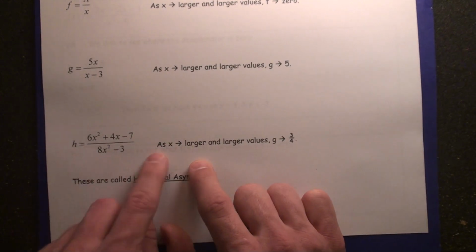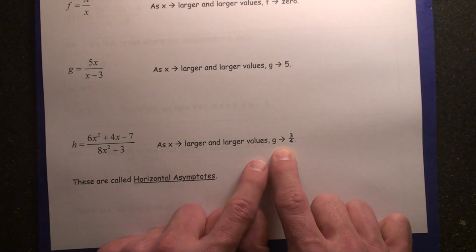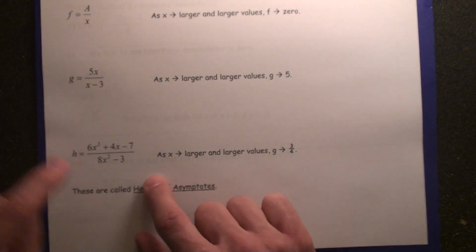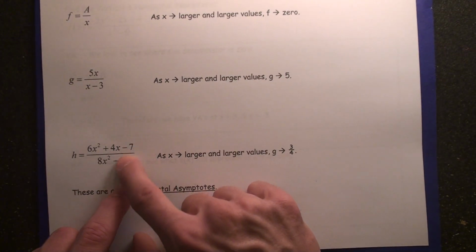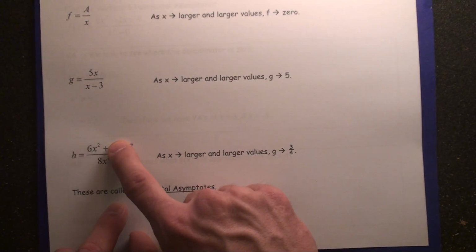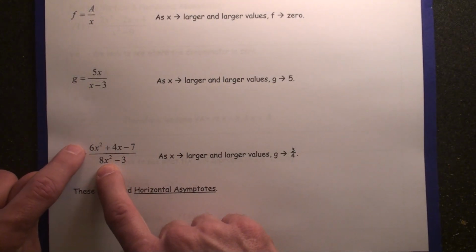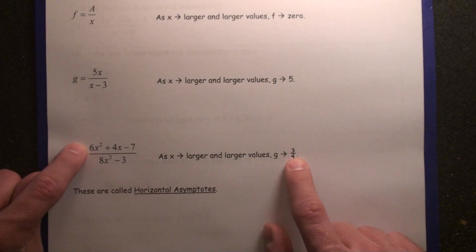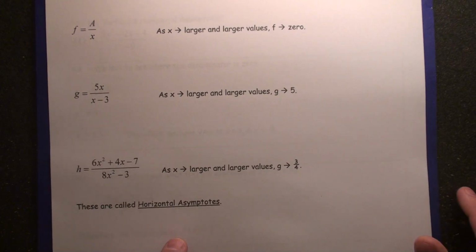Okay, h. As x gets larger and larger, h would approach 3/4. Because what would happen is the 7 and the 3 would become insignificant, the 4x would become insignificant, and you would just have a fraction. You would have 6 over 8, which is 3/4. These are called horizontal asymptotes.